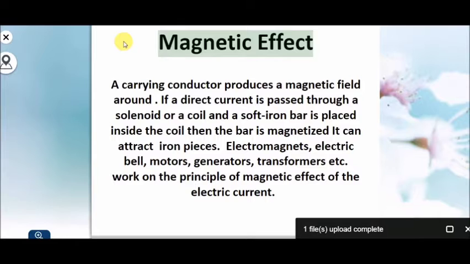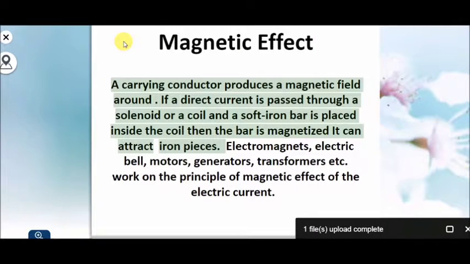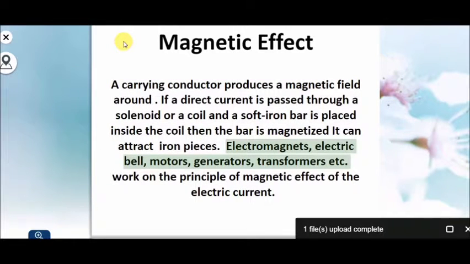Magnetic effect. A current carrying conductor produces a magnetic field around it. If a direct current is passed through a solenoid or a coil and a soft iron bar is placed inside the coil, then the bar is magnetized. It can attract iron pieces. Electromagnets, electric bell, motors, generators, transformers, etc. work on the principle of magnetic effect of the electric current.